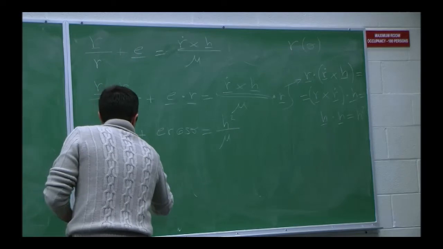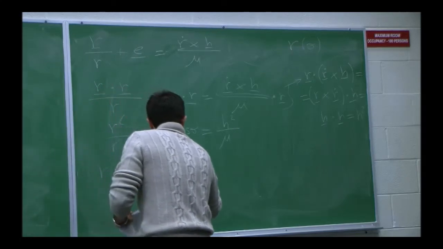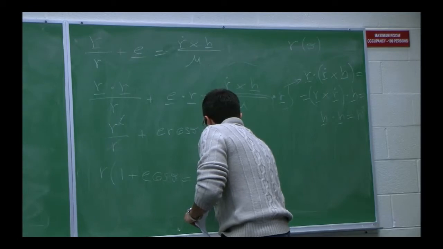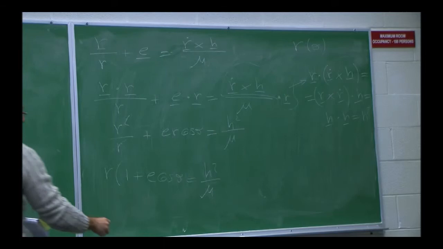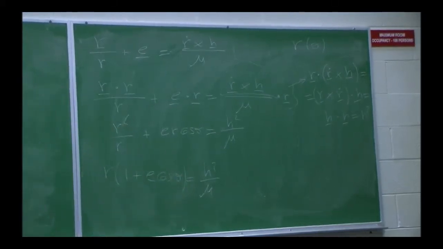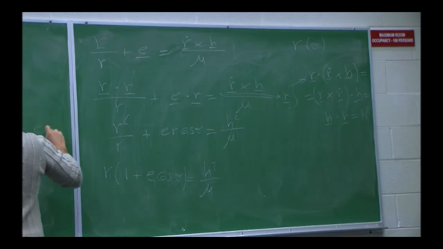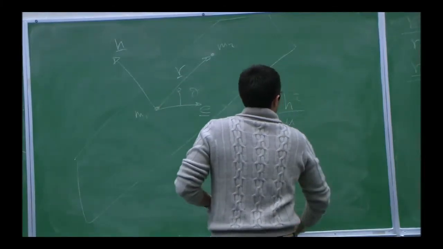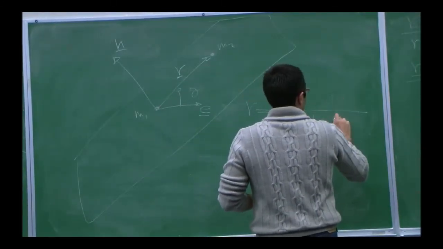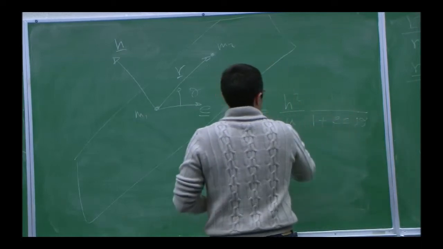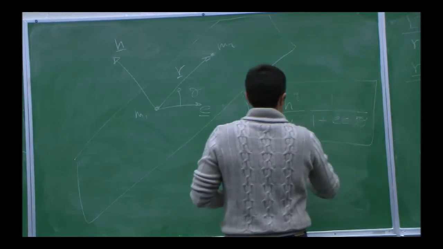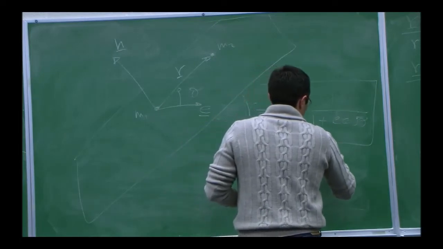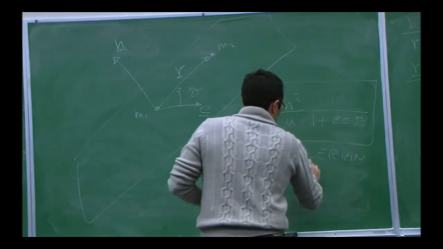I can collect R and give you the expression for Keplerian orbits. So I will solve for R here. R is equal to h squared over mu times 1 over 1 plus e cosine of theta. This is what defines what we call Keplerian orbits.